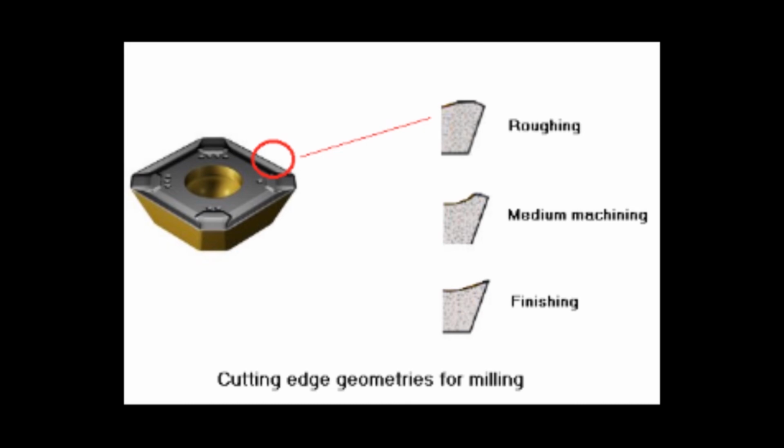In roughing and medium machining, the cutting forces also cause distortion and bending of the part. The dimensional accuracy is poor because of this, but we are not bothered about accuracy in these operations. The aim is to remove material at a high rate.